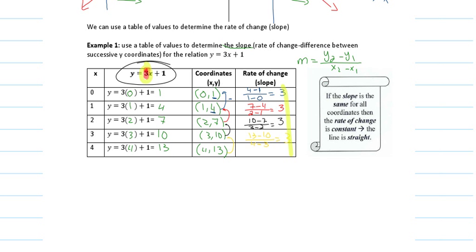Are you guys okay with this? All right. So if the slope is the same for all coordinates, then the rate of change is constant, then it's a straight line. So if you get that all of the slopes are the same, we call it constant, we know right away that this is a straight line.